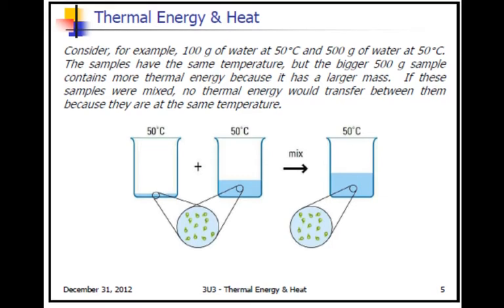Let's consider two water sources here. 100 grams of water at 50 degrees Celsius and 500 grams of water at 50 degrees Celsius. These samples have the same temperature, but the bigger 500 gram sample contains more thermal energy because it has a greater mass. If you mix these samples together, there is no transfer between the two because they're at the same temperature already.